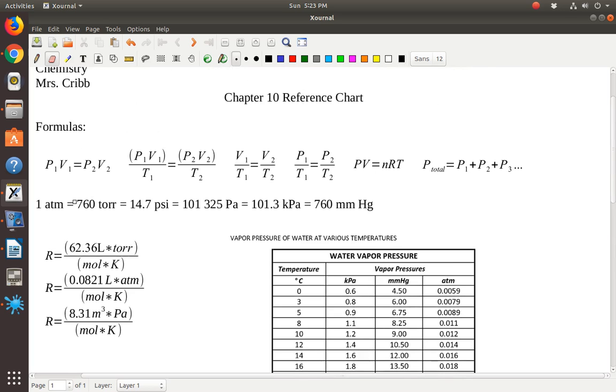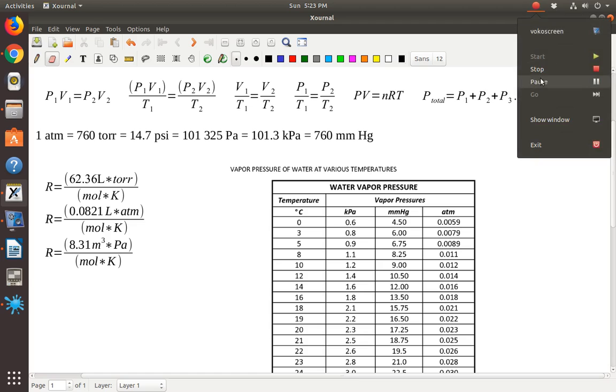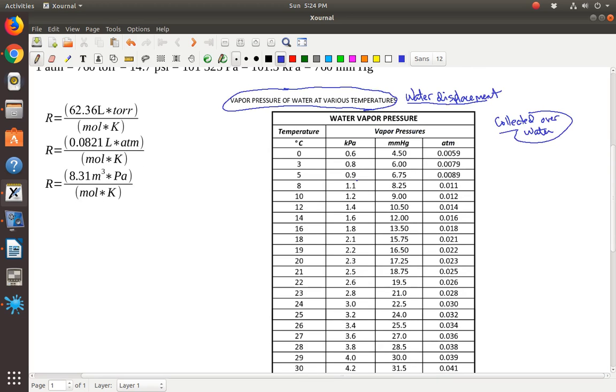So I'm going to go back over here. This is the reference sheet. Whenever you see the words "by water displacement," you're going to need to use the reference sheet. If you see the words "by water displacement" or "collected over water," you're going to need to use this water vapor pressure chart right here, and you're going to need to look up the temperature. Let's go back to the question real quick.